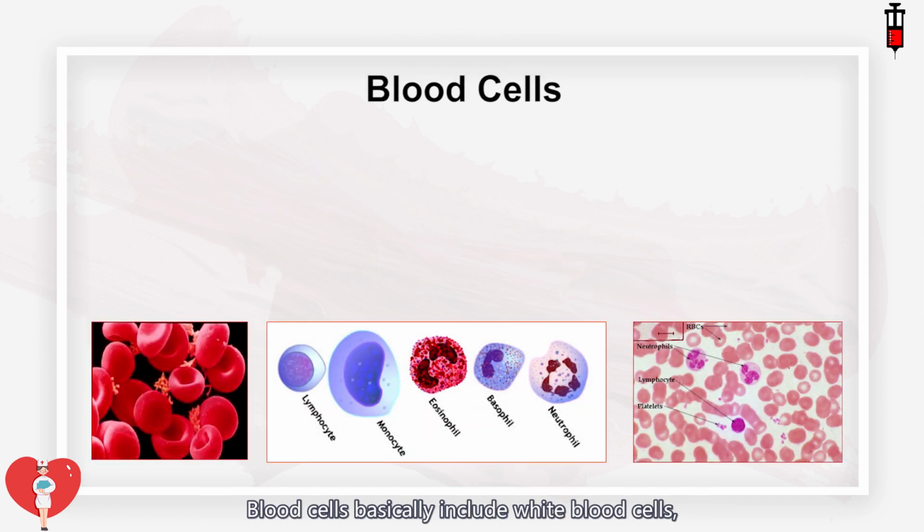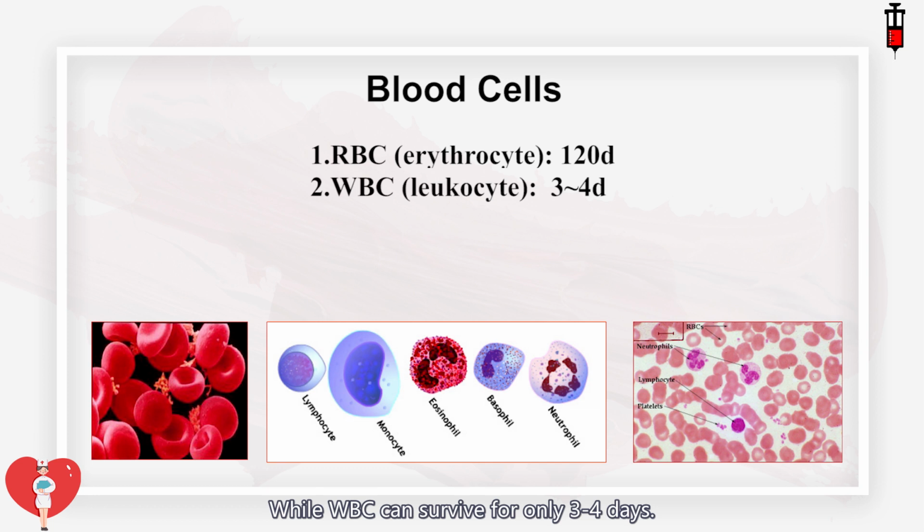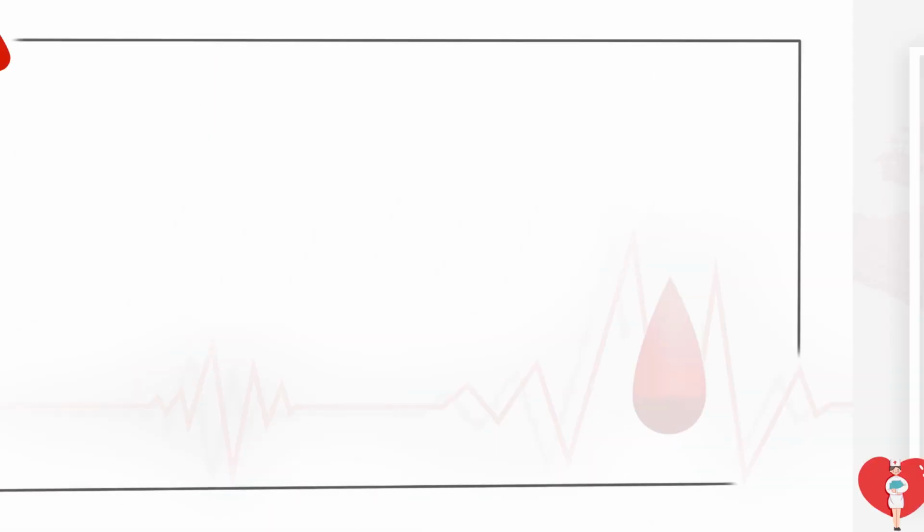Blood cells basically include white blood cells, red blood cells, and platelets. RBC has the longest survival period. It can last for 120 days, while WBC can survive for only 3 to 4 days. Platelets can survive for 7 to 14 days, but can only be inactive for 2 days.